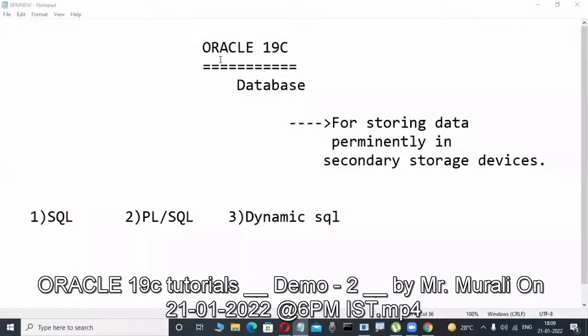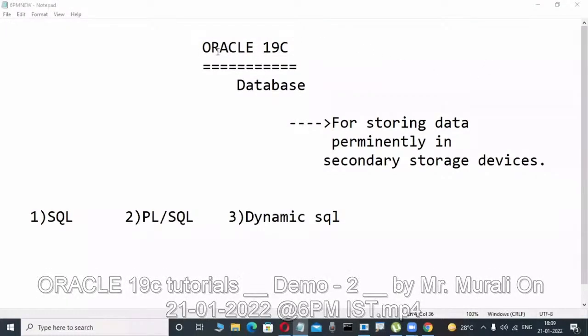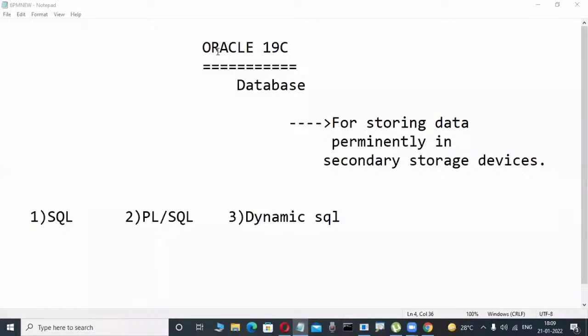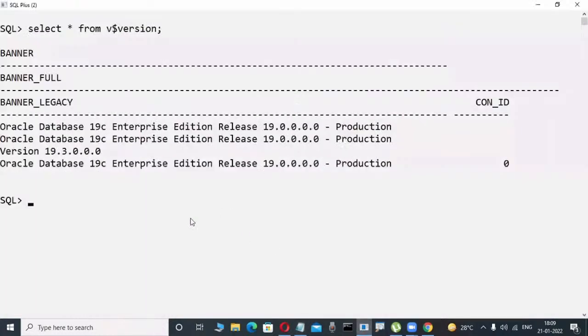These are demo classes, not actual sessions, just for idea purposes, some concepts. Maybe 1 or 2 days, or 2 or 3 days, that's enough. If anybody did not attend yesterday's class, not a problem. Just observe what I am telling you; yesterday I told a small concept.